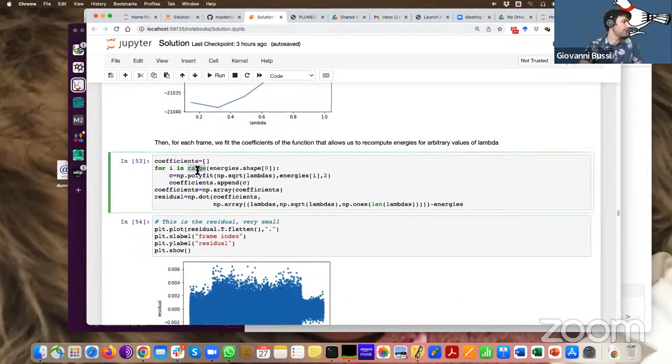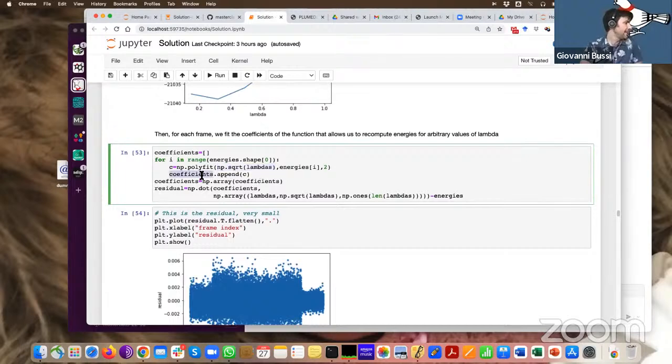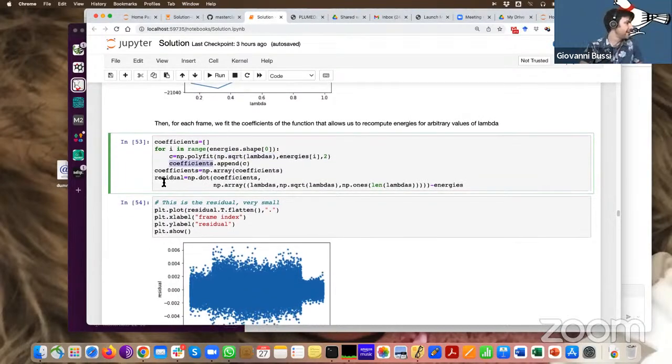Here I have a loop over all the frames. For every frame, I find the coefficients that allow me to compute energy as a quadratic function of square root of lambda. I accumulate these coefficients, and then I can use them to compute the residuals. I can see how different the actual energies are from those that I fitted. You see, I have 6 points.